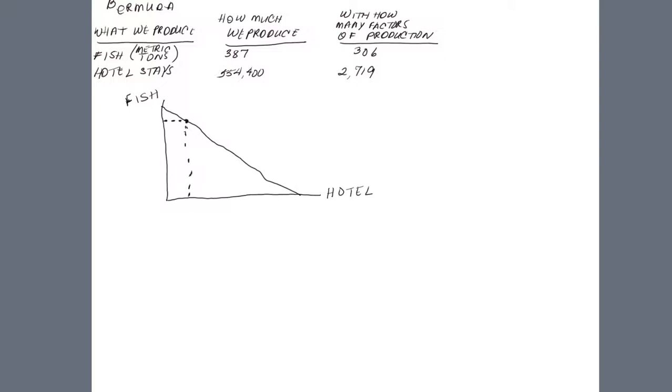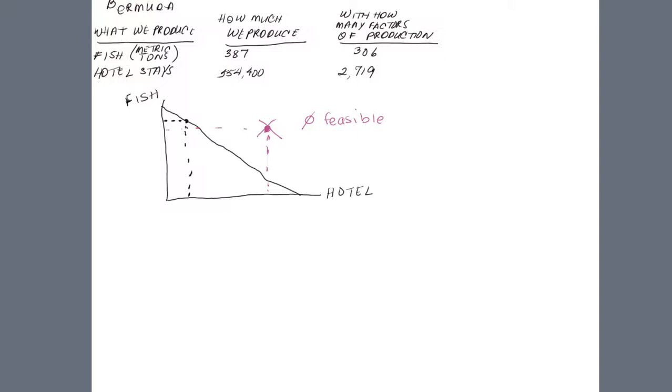Anything over here, so let me use a different color for this. Let's say we have a production point over here with this many fish and this many hotel stays. It is not feasible. It's not possible. This is our max of what we can produce, and anything out here is not feasible for us to produce.